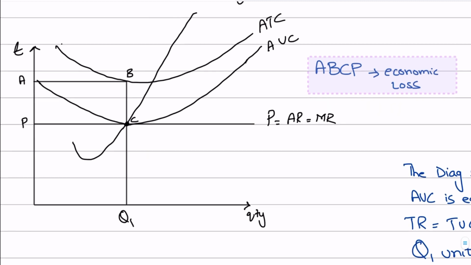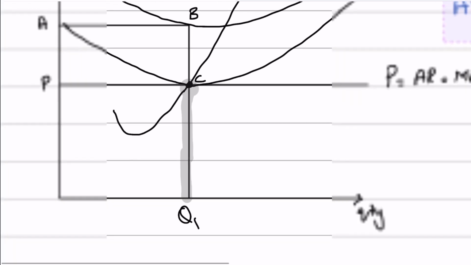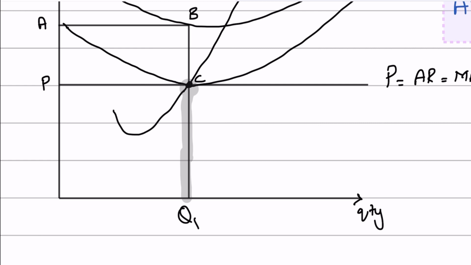That is, your optimum output is Q1, where MC equals MR from below. And you can see that at Q1, the average revenue is this point. This point is representing average revenue. Now listen to this carefully: the point that represents average revenue on Q1 is also the point which represents average variable cost on Q1.